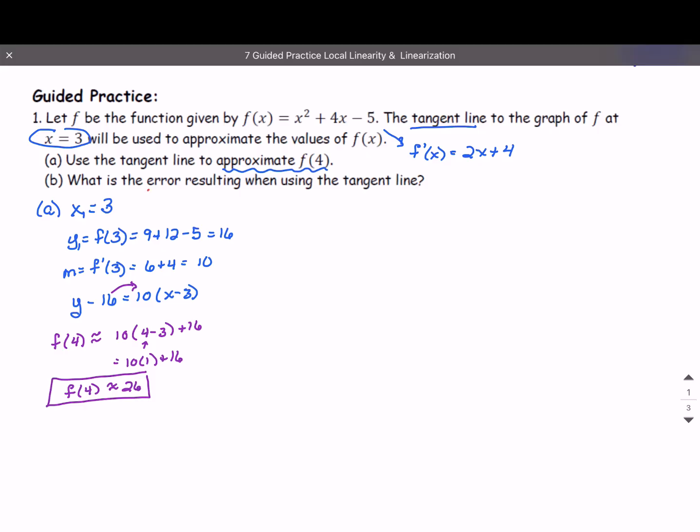Now we're going to look at the error resulting when we use this tangent line. So we want to see how different this approximation is from the actual value. And in this case, it's really easy to see because we can easily compute f of 4. But in general, for the error between the exact value and the estimate from the tangent line, normally you could just subtract them, but in order to do that, you would have to know which one is bigger, or you simply take the absolute value of the difference. That way you don't have to worry about trying to figure out which one's larger so that when you subtract you get a positive answer.